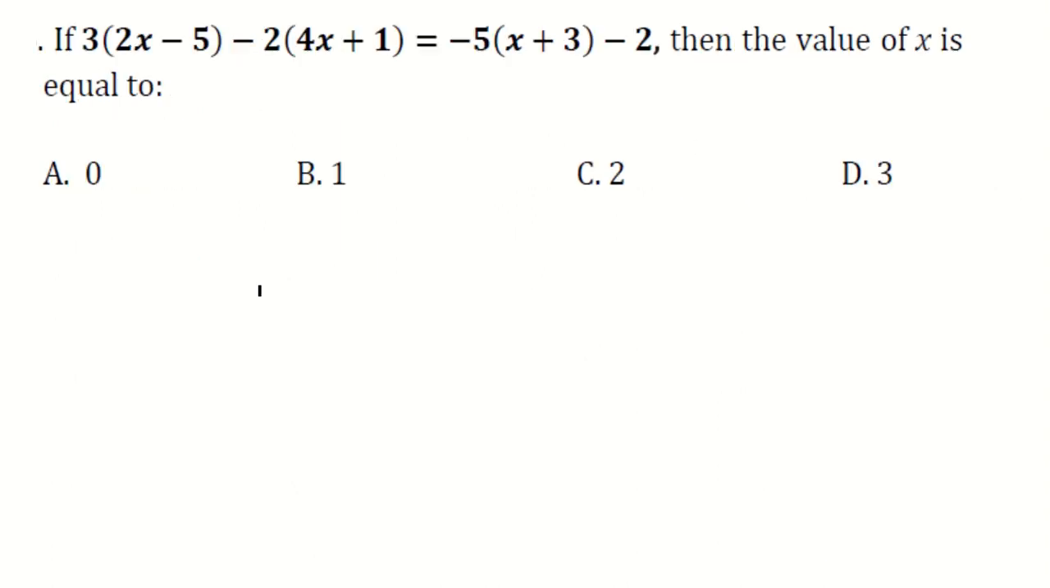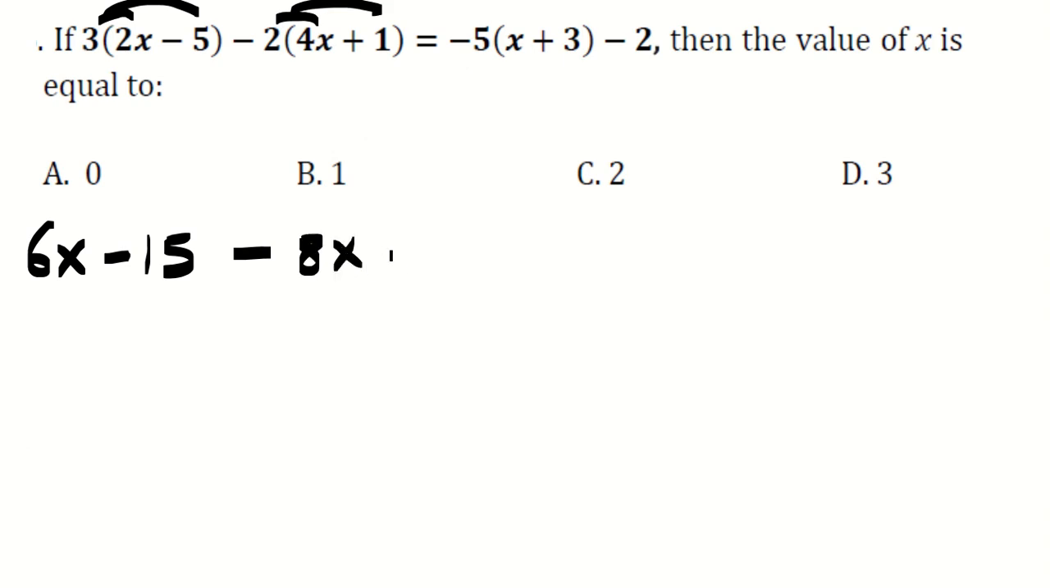Next one. The next is a linear inequality. So we did this kind of question many times, so let's continue. Remove the bracket first, multiply here. 3 times 2x is 6x, and 3 times 5 is negative 15, minus again the 2 will multiply each of them. 8x minus 2 is equal to, again here the same manner, negative 5x minus 15 minus 2.